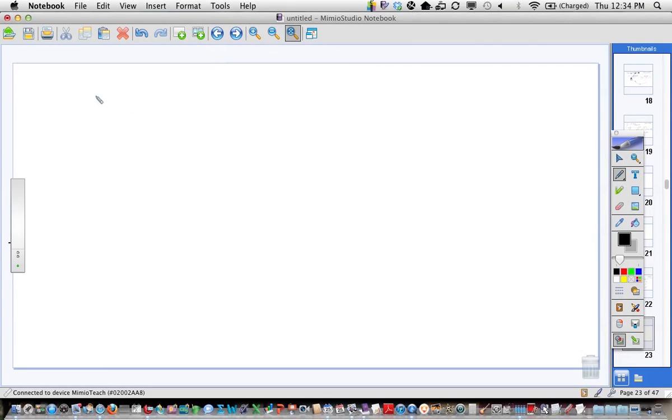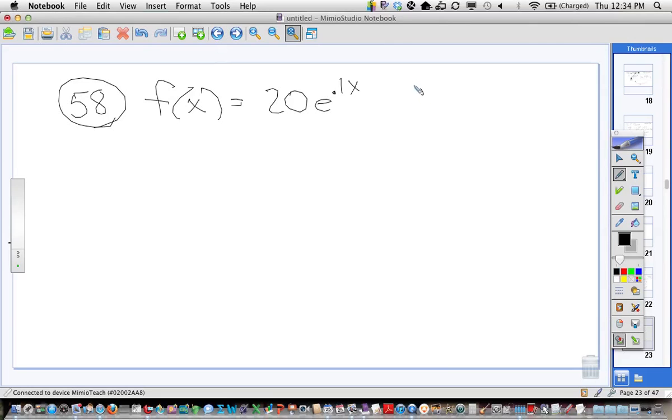All right. Now I want to talk about 58. 58 says that f of x equals 20 e to the 0.1x. And then they tell you that f of x is equal to 80. Right? So this is similar to what 56 was about. Basically what we're going to do is we're going to substitute 80 in here for f of x. So we're going to get 80 equals 20 e to the 0.1x.